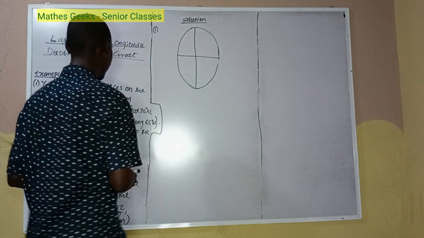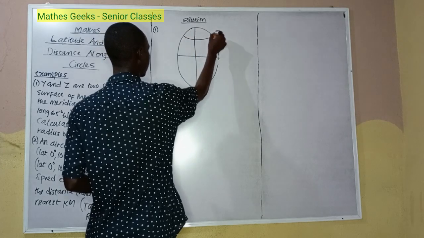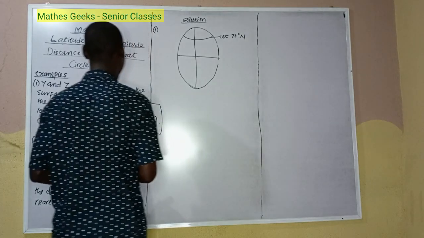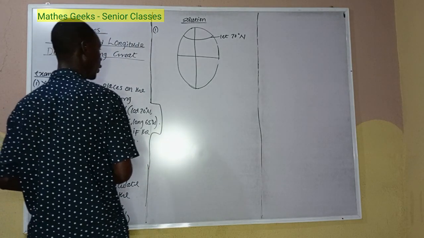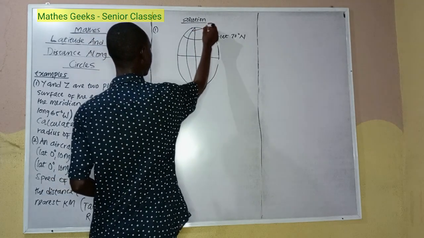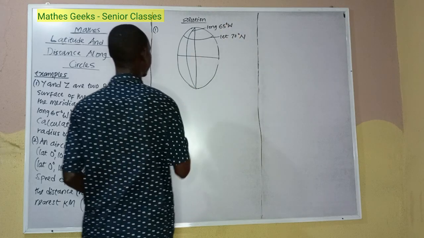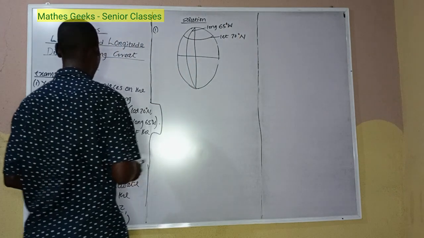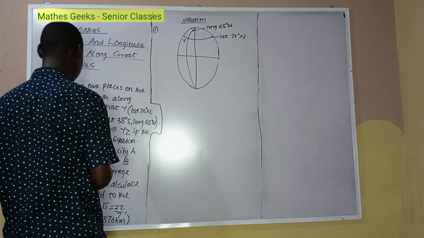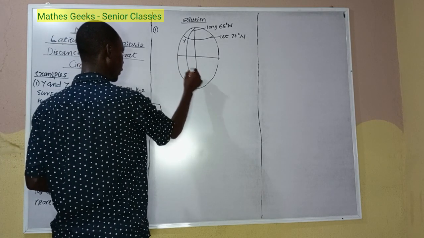Okay, so Y is latitude 70 degrees north. It's towards the north, latitude 70 degrees north, and its longitude is 65 degrees west. So this is a point of intersection, and that's Y. So now let's locate Z, and Z is latitude 38 degrees south.